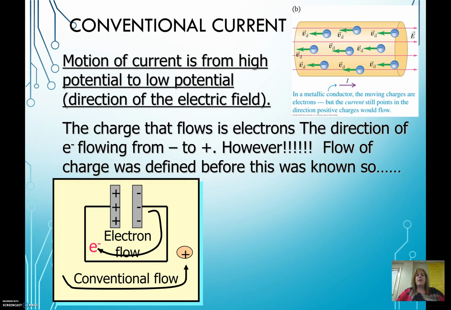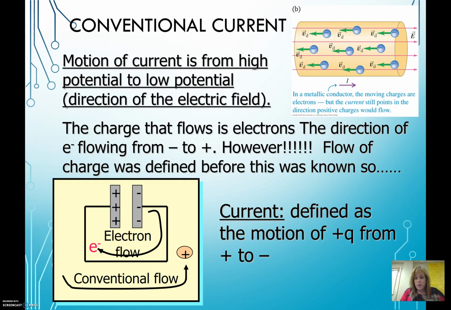So we define conventional current as the flow of current from high potential to low potential, which is really the opposite direction of what's really happening in a circuit. Conventional current is defined as the motion of positive charge from the positive terminal of a battery to the negative terminal of the battery or the power source. I know, why can't we just call it what it is?